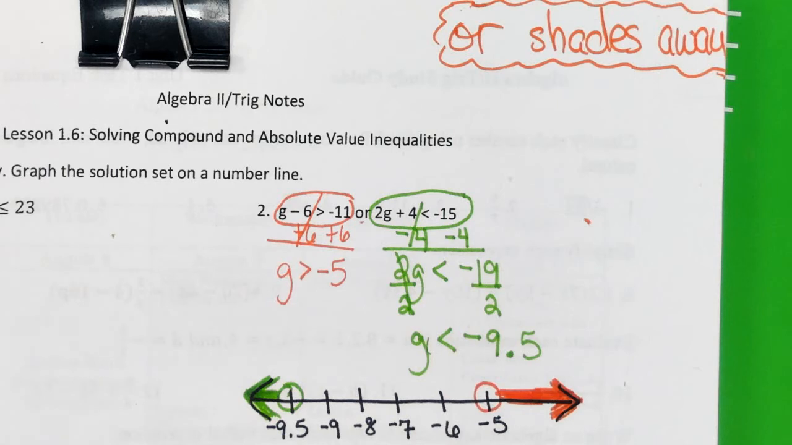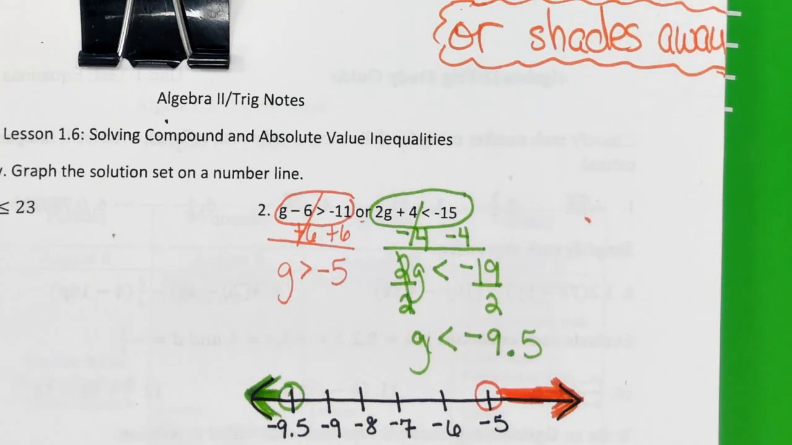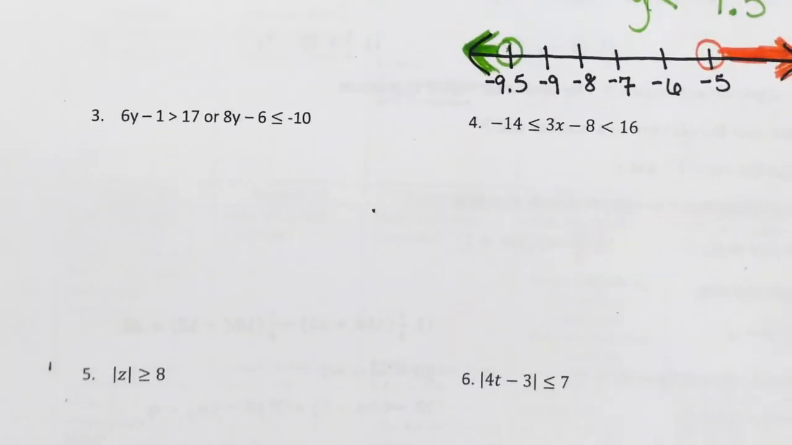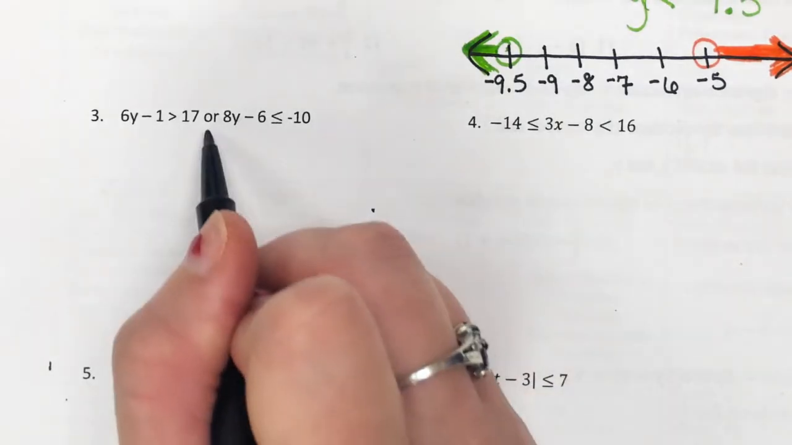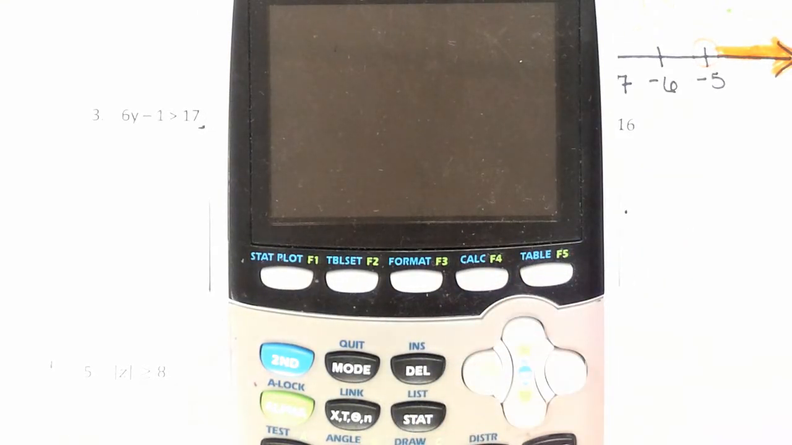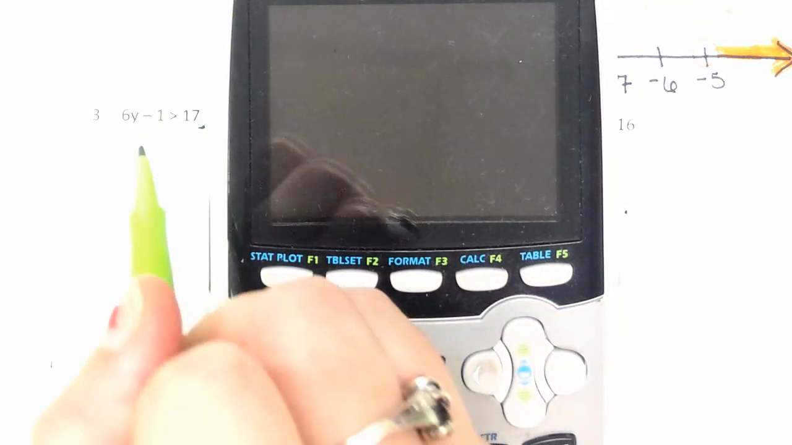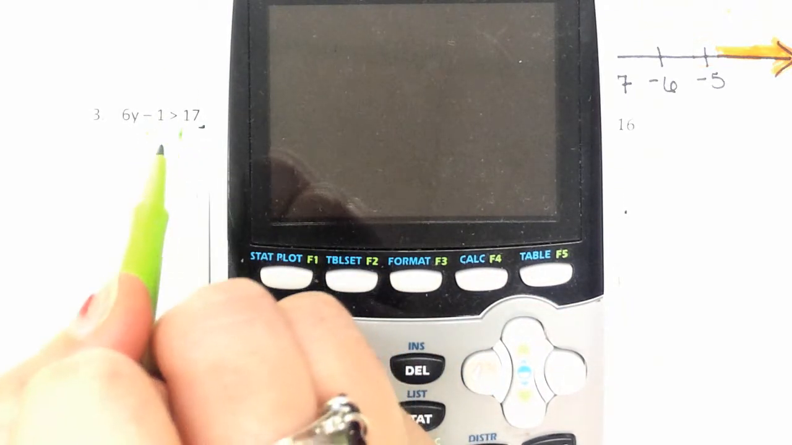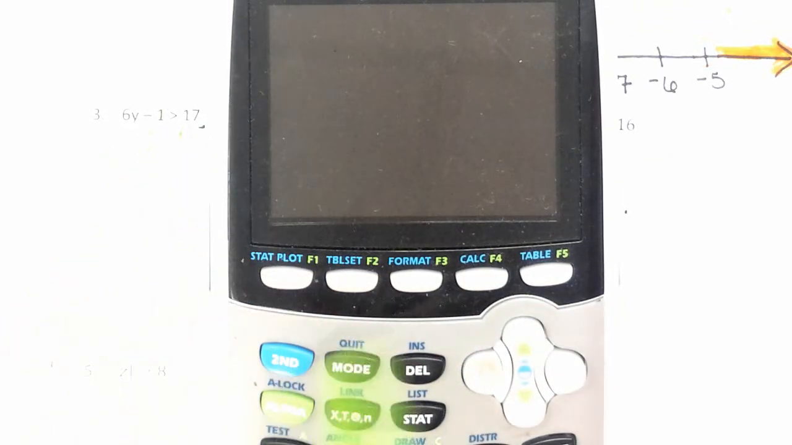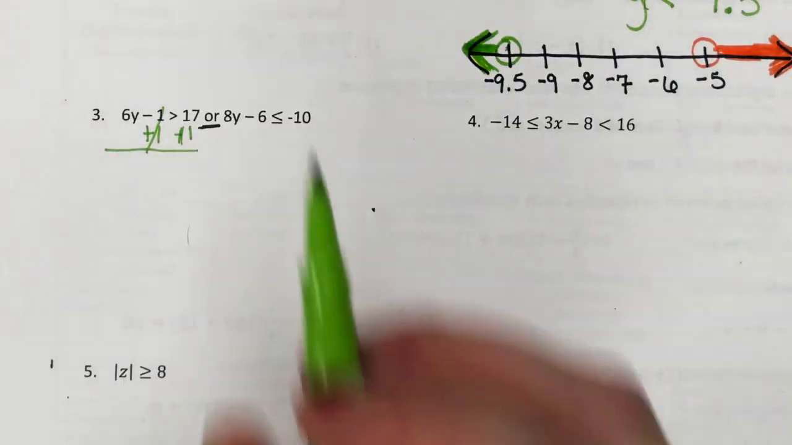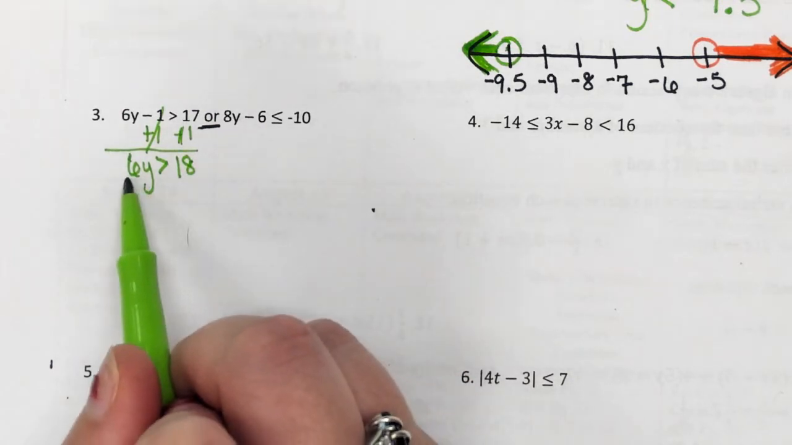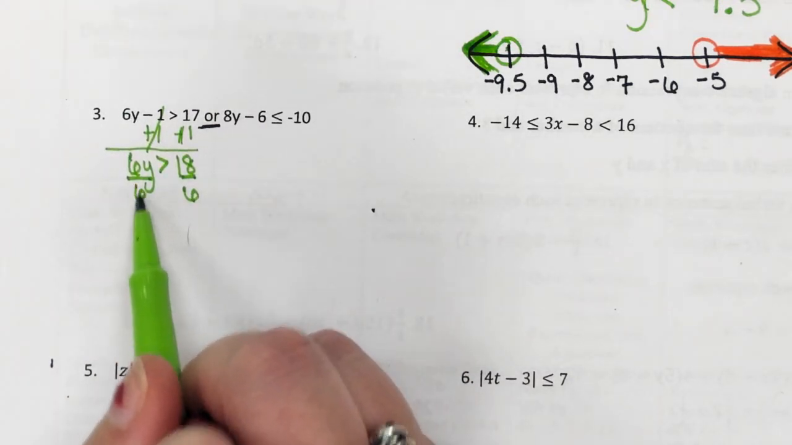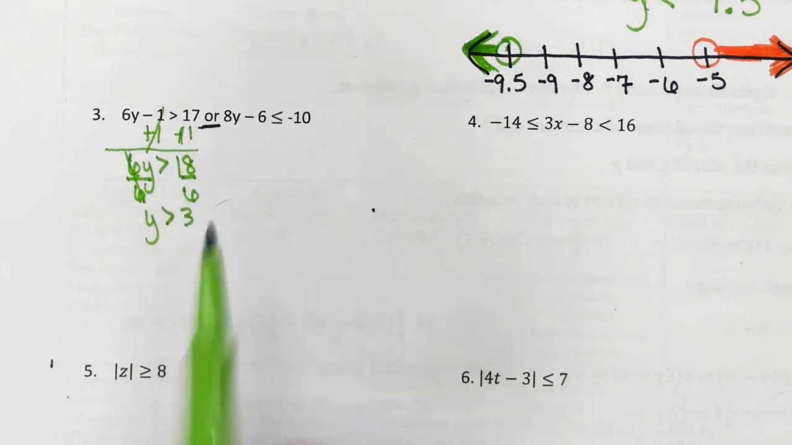Alright, and that's it. Okay, so what about number 3? Yeah, it's going to shade away, right? Because it's got that word or. So we know that. Alright, so let's go ahead and solve it. What would I do to solve that first one? So, let's make it a glare. And that would be what? 6y is greater than 18? Yeah? Divide by positive 6. And y is greater than 3.